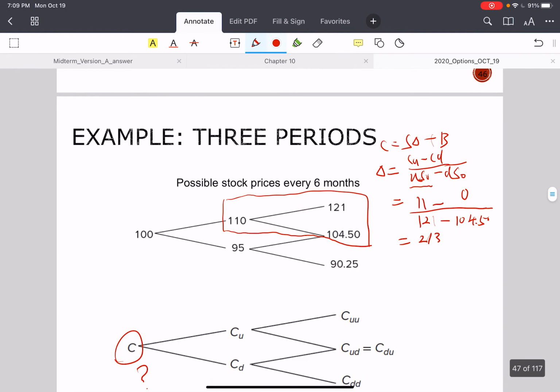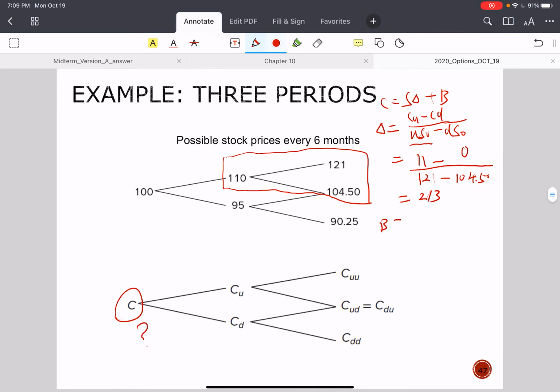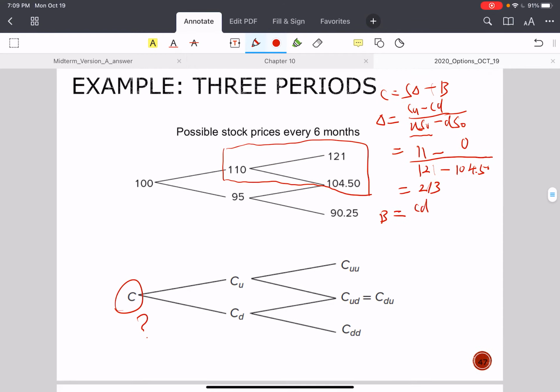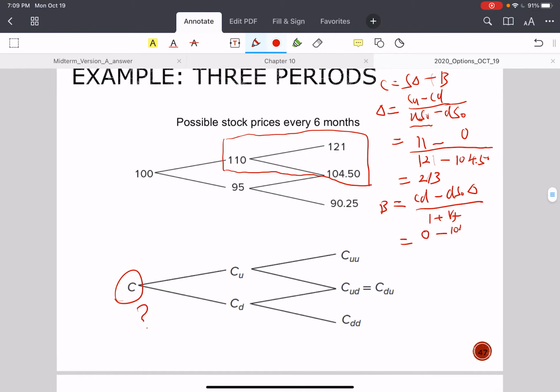Right? Now what about B? Well, B equals (CD minus DS0 delta) over (1 plus RF). Now, CD, well, we know what is CD here. It's just 0. DS0 is just this lower price, 104.50. Delta, we just solved. It's 2/3. What is RF?